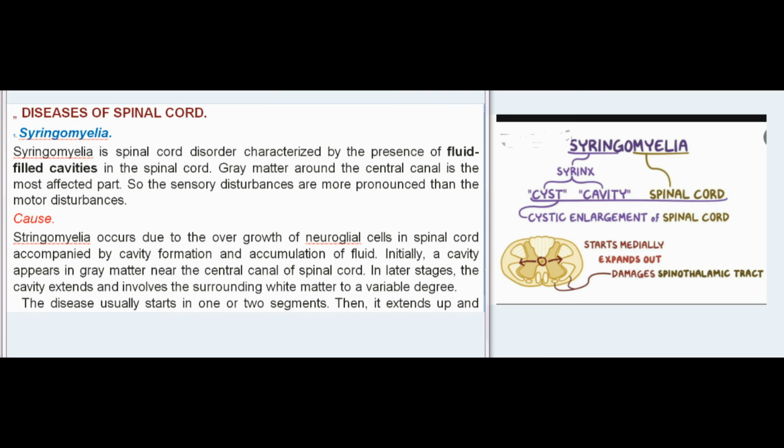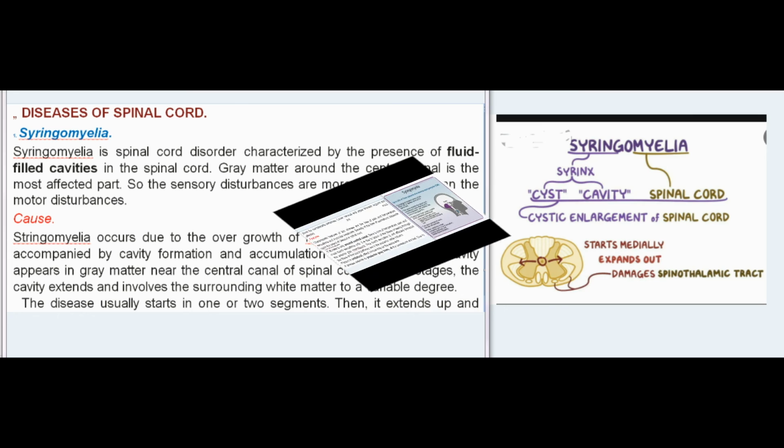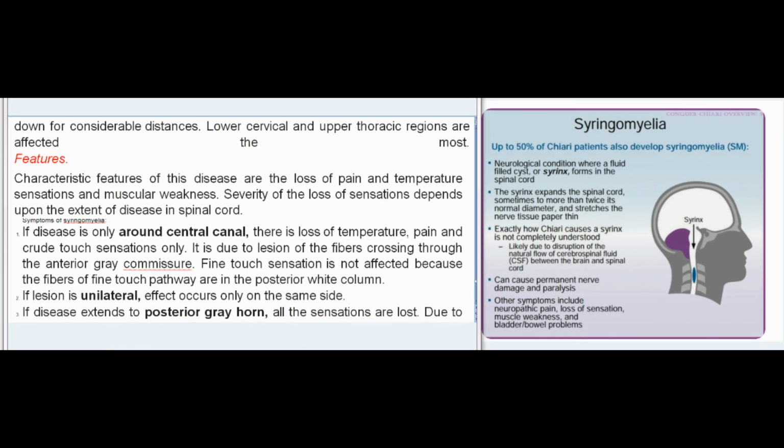Cause. Syringomyelia occurs due to the overgrowth of neuroglial cells in spinal cord accompanied by cavity formation and accumulation of fluid. Initially, a cavity appears in gray matter near the central canal of spinal cord. In later stages, the cavity extends and involves the surrounding white matter to a variable degree. The disease usually starts in one or two segments. Then, it extends up and down for considerable distances. Lower cervical and upper thoracic regions are affected the most.